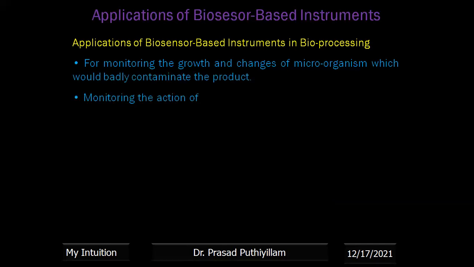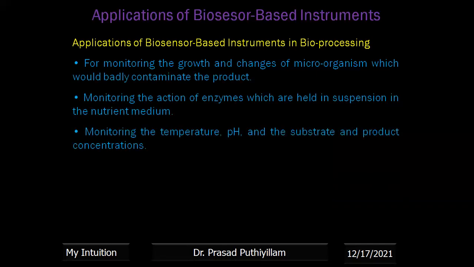Now, the applications of biosensor-based instruments in bioprocessing: they are used for monitoring the growth and changes of microorganisms which will badly contaminate the product, for monitoring the actions of enzymes which are held in suspension with the nutrient medium, and for monitoring the temperature, pH, or the substrate and product concentration. So the bioprocess industry is a new approach to the production of a large-scale amount of pure product without harming the environment. There we need a biosensor-based instrument for monitoring different functions.